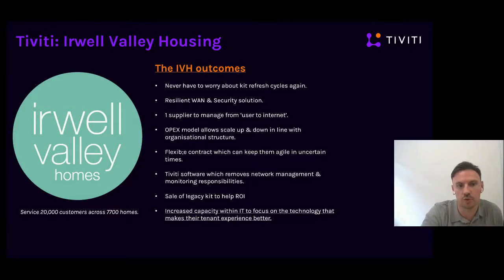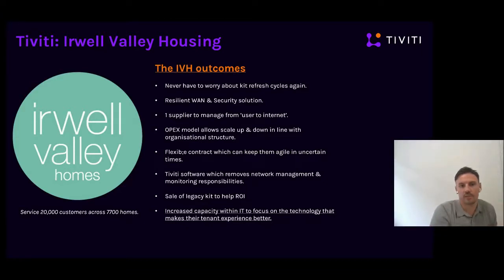Flexible contracts, we just talked about, Tivity software. So essentially what this does for them is probably remove about 60 to 70% of the day-to-day network management tasks. The software is a big part of this and is part of the follow-up that we're happy to do with anyone who is keen to know a little bit more. But obviously the software sitting on top of that network infrastructure is really what gives them the value and the time back to allow IT to focus on the things that matter most to their business.